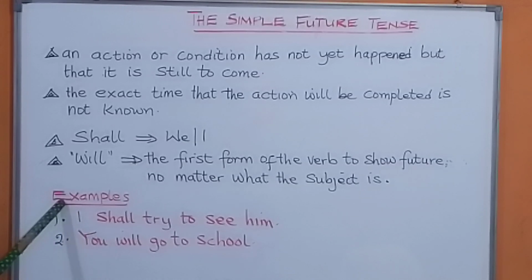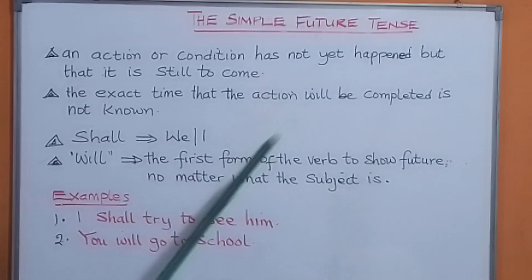Now, let's take some examples of the simple future tense. I shall try to see him. When? You don't know. The time that I shall try to see him is not stated. And when this particular action in the future will be completed is also not stated. When it will start, it's not stated. When it will end, it's not stated. That is the simple future tense.